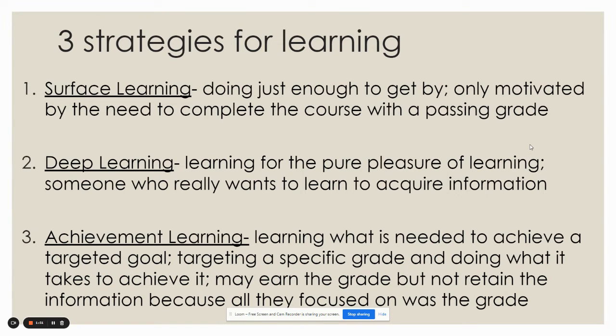There are also 3 different strategies for learning. There's surface learning, deep learning, and achievement learning. Surface learners are people who do enough just to get by. They only learn on the surface. They only do what they need to do to get a passing grade. So if you've ever found yourself saying, I don't care what I make in this class as long as I get a 70, that means you're engaging in surface learning.